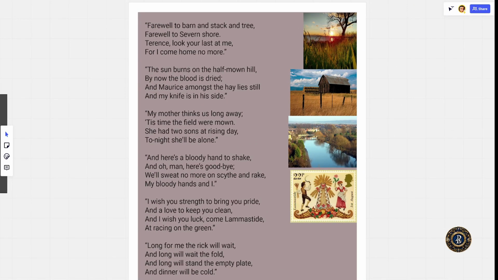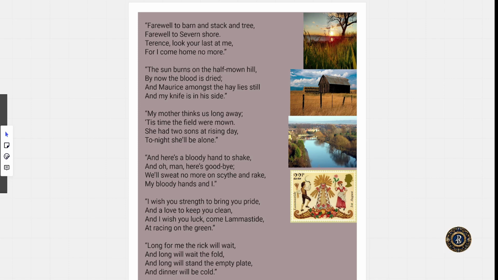Now I will recite the poem. Farewell to Barn and Stack and Tree by A. E. Housman. Farewell to barn and stack and tree, farewell to Severn shore. Terence, look your last at me, for I come home no more. The sun burns on the half-mown hill, by now the blood is dried, and Morris amongst the hay lies still, and my knife is in his side.